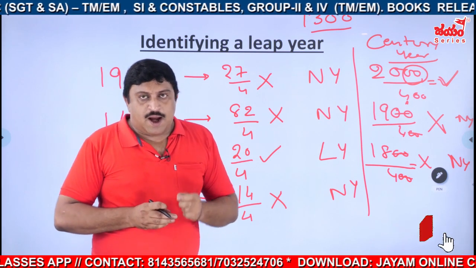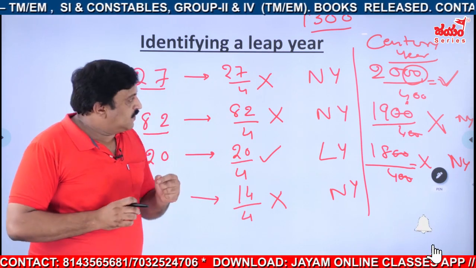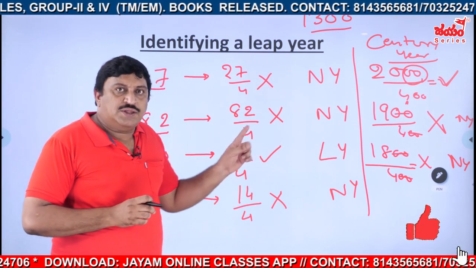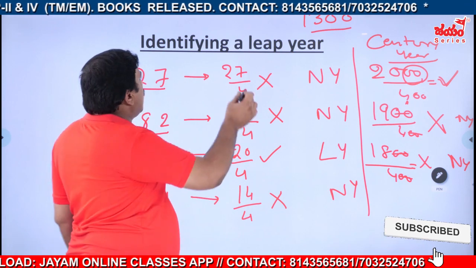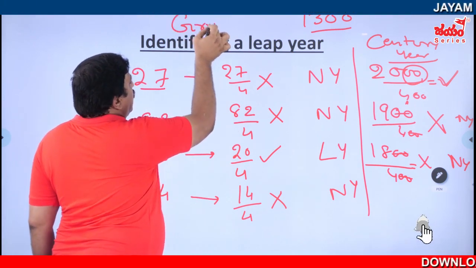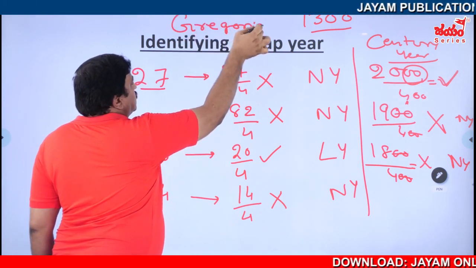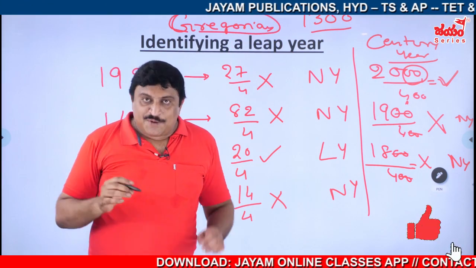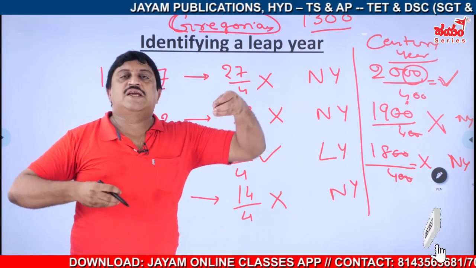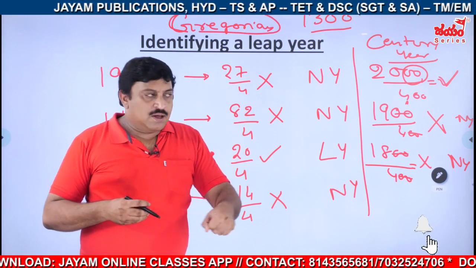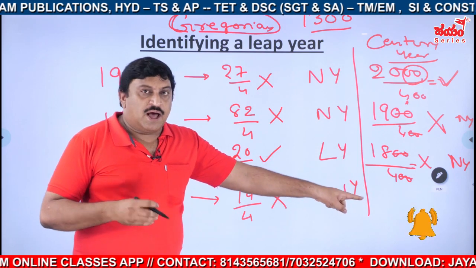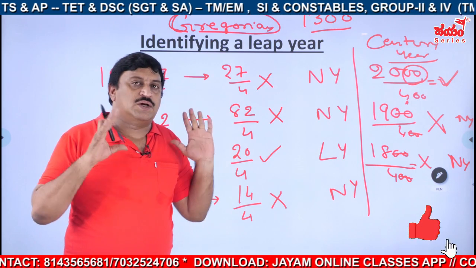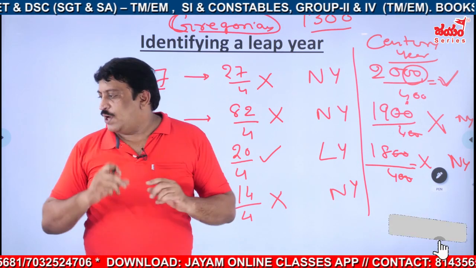And now, for this reason, it is called the Gregorian calendar. The Gregorian calendar correction is this one only. It means this correction has been made. Otherwise, previously there was no condition of 400. A leap year only meant divisible by 4, that's all. I will let you know about that later.